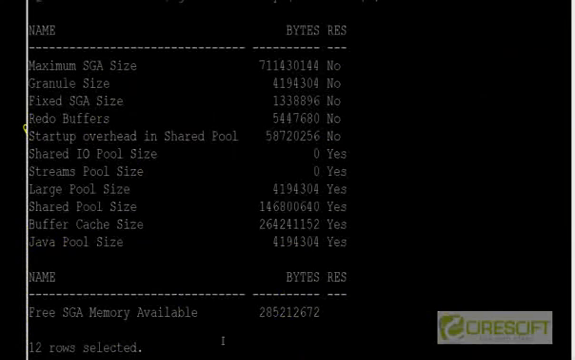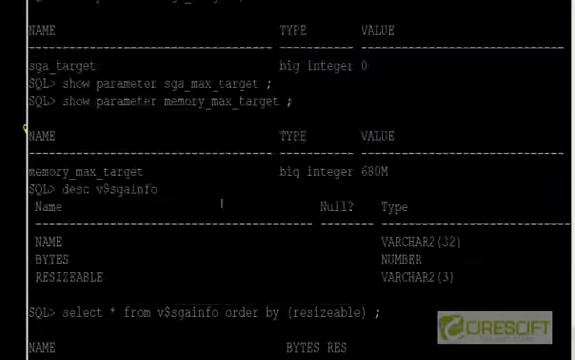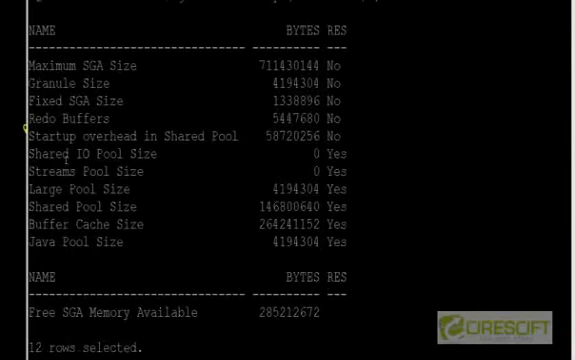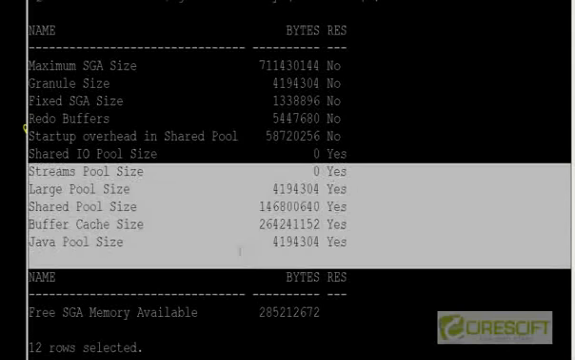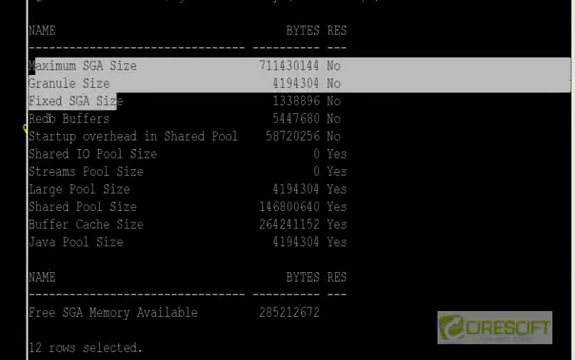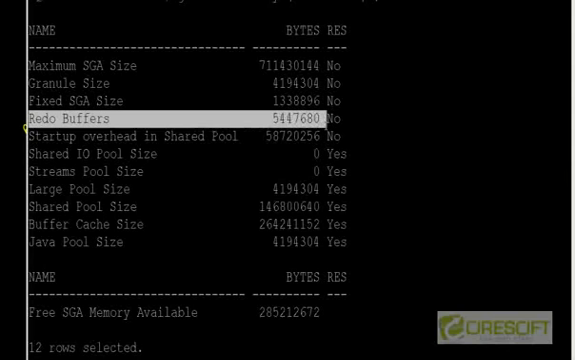By the way, this is the SGA info view for my database. What I'm showing here is that there are a lot of components that are resizable, and these are the pools that are resizable, whereas these pools are not resizable. One important thing is the redo buffer: it cannot be resized dynamically while the database is running.